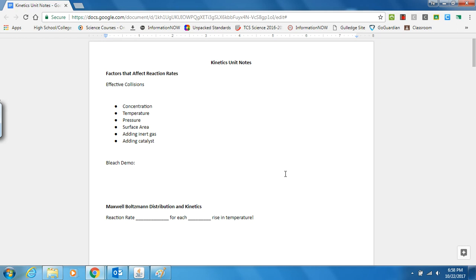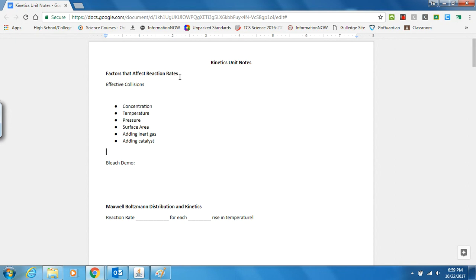Hey guys, we are going to start off with kinetics by having a little introductory discussion. This introductory discussion is all factors that affect reaction rates. Now, first of all, let's talk about what kinetics means. When we're discussing kinetics in chemistry, it's all about how fast or how slow a reaction takes place. And that's what we're going to focus on here.